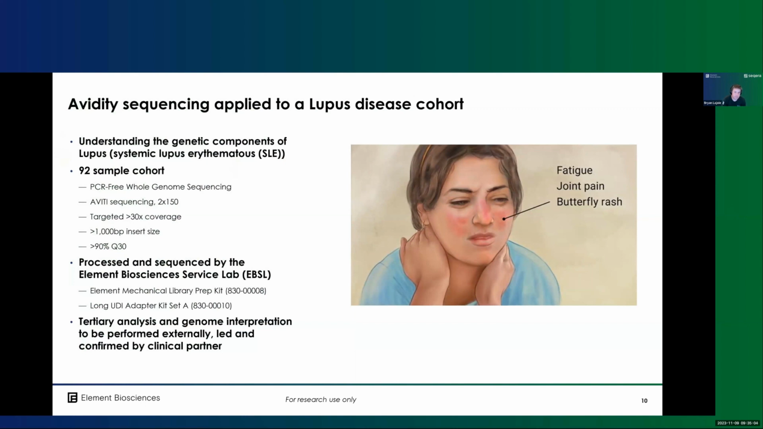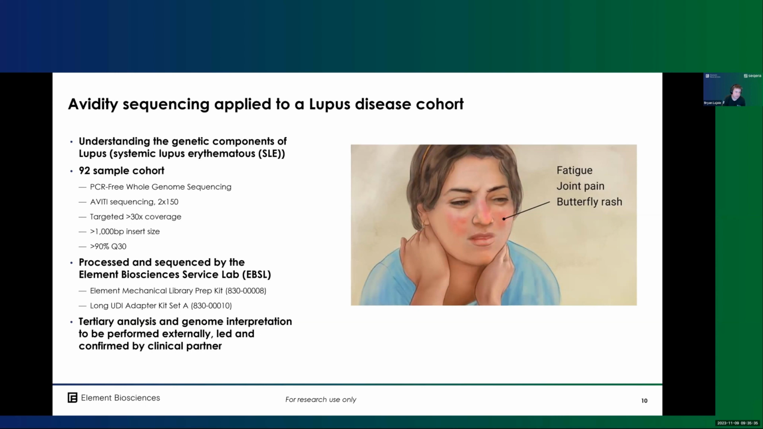So as a starting point, we're going to apply this to a lupus disease cohort. The goal here is to really just understand the genetic components of this disease. So this is a 92 sample cohort. We're going to be using PCR-free whole genome sequencing on the AVITI at 2x150, targeting 30x coverage. Preparation-wise, we're looking for greater than 1,000 base pairs in the insert size, and then greater than 90% Q30.